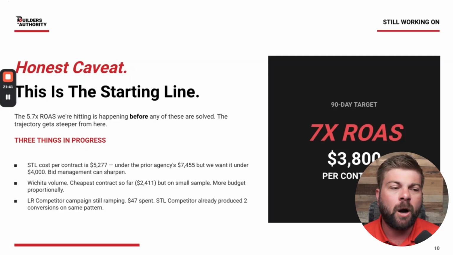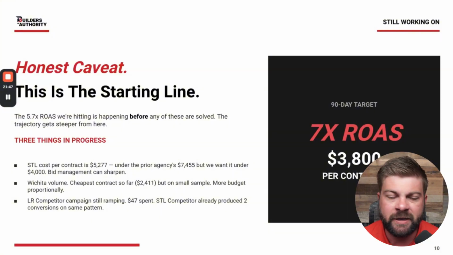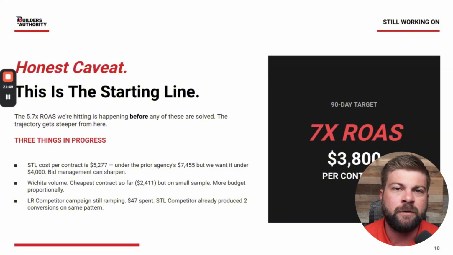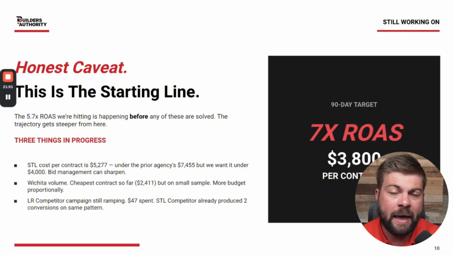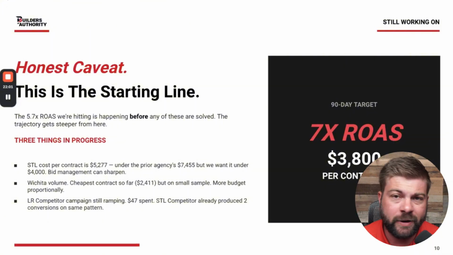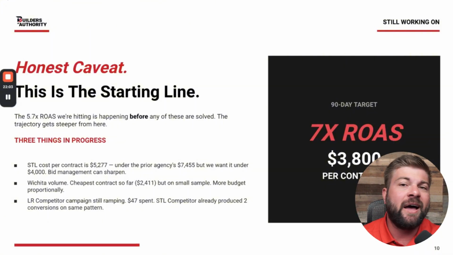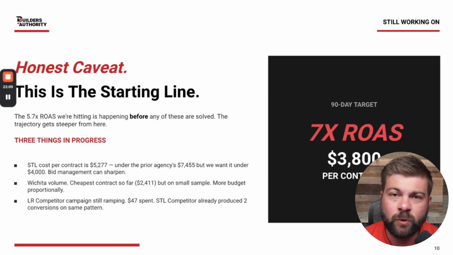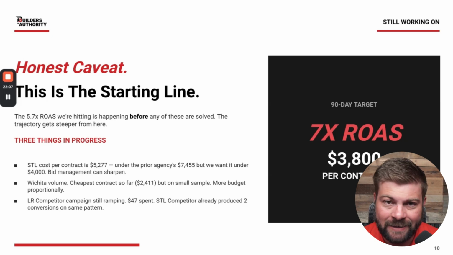And then number 3, our Little Rock competitor campaign is still ramping up. So we're doing a lot of different things on competitor keywords and things like that. It's only spent $47. The St. Louis competitor keyword campaign has already produced 2 conversions. The same pattern is available in Little Rock. It just hasn't activated yet. We haven't quite figured out the right place to do that yet. All 3 of these are a work in progress. The 5.7x ROAS we're hitting is before any of that is solved.